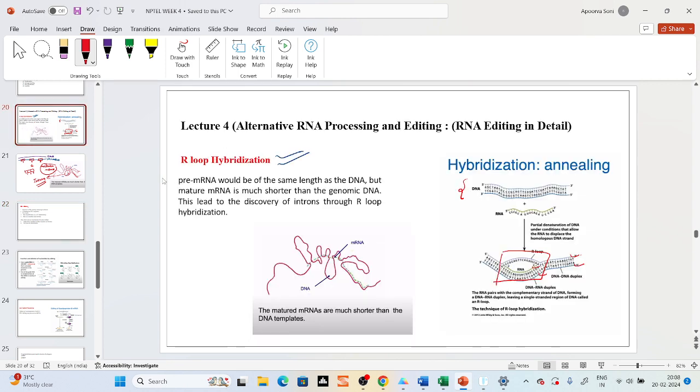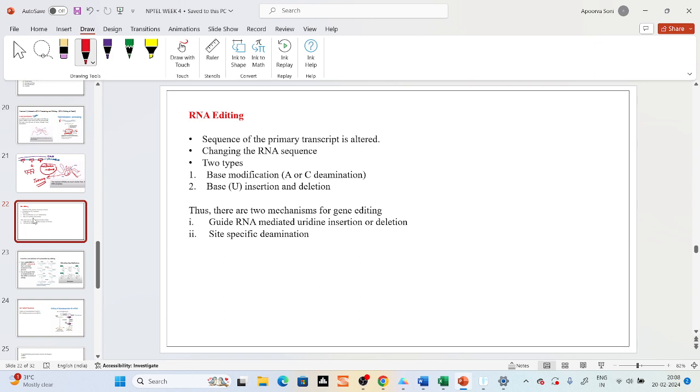So we have studied R loop hybridization, and now we'll move to the other topic, which is RNA editing. What is the difference between alternative processing and RNA editing? RNA editing means that you are specifically changing the sequence of the primary transcript, whereas a specific change of the sequence of the primary transcript does not happen in the case of processing. In processing, you are removing a particular segment.